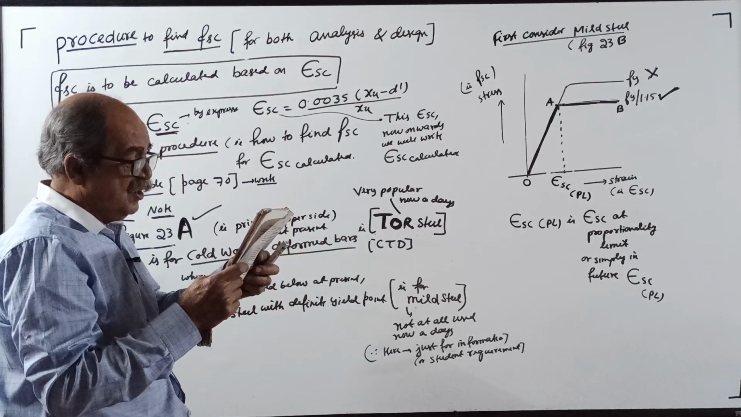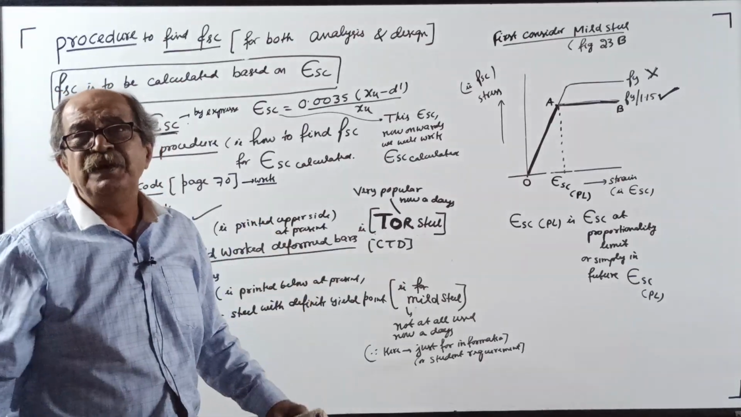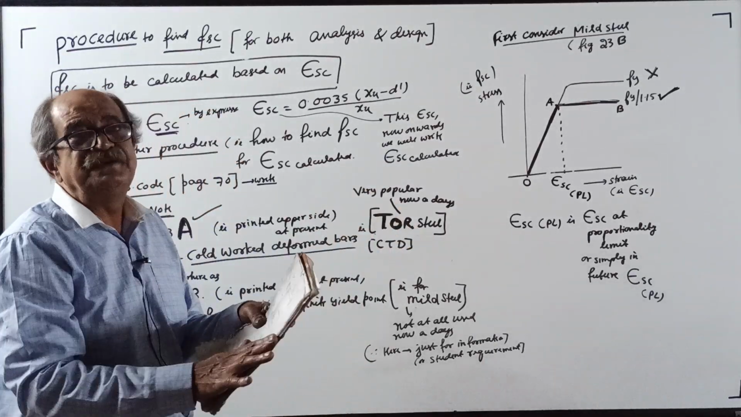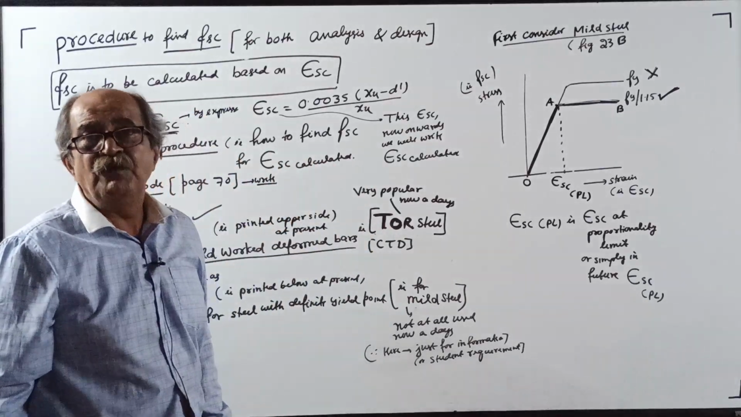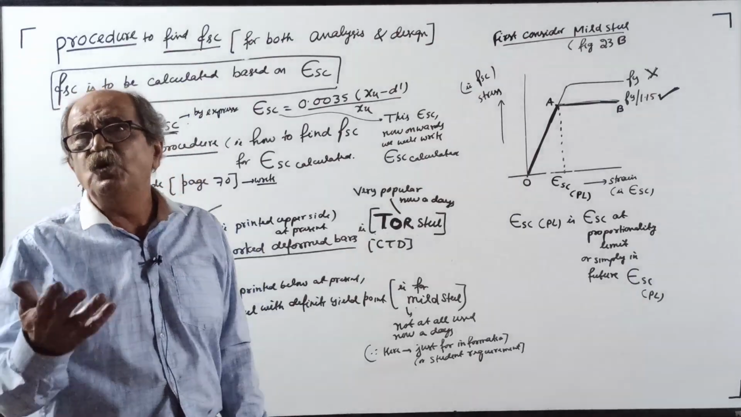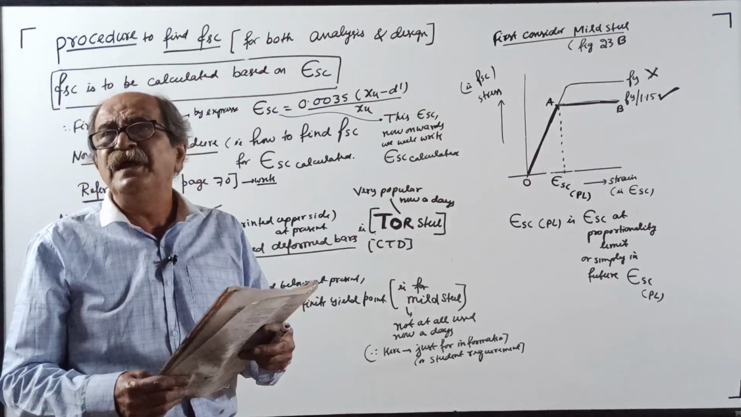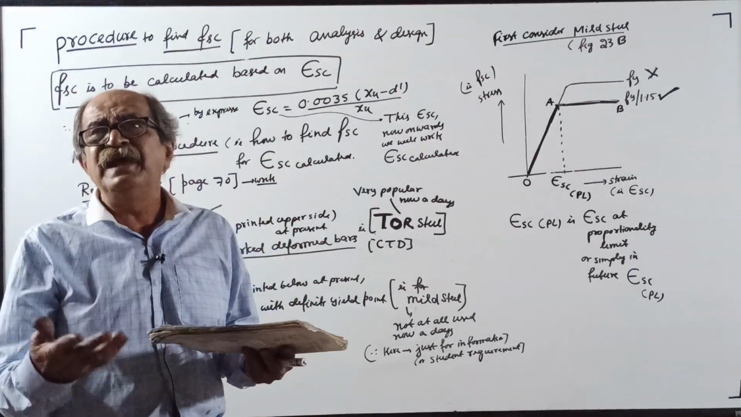Figure 23A is printed on the upper side at present, and they told it is for cold worked deformed bars, CTD bars. Some people call them HYSD bars; that is for torch steel. It is not clearly mentioned. Twisted bar, torch steel, remember. FP415 or FP500, or tomorrow, who knows, FP550 may come. If the IS code does not give any modification, the same curve is valid. If they want some correction, they will give it.